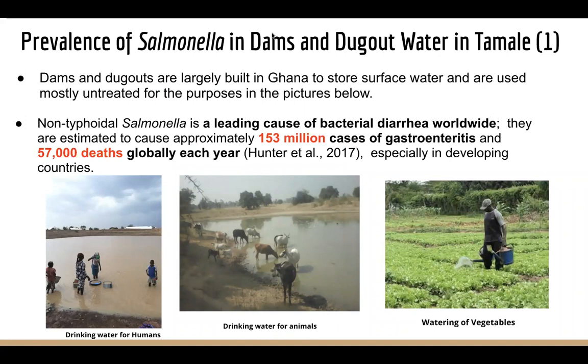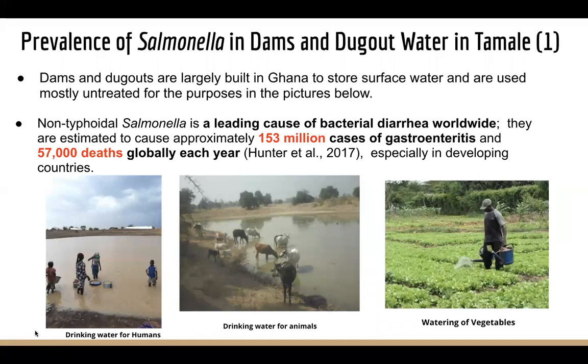in our homes. And salmonella, you know, the typhi, which is normally the one that causes typhoid fever, but we have another one which is non-typhi, which is now the leading cause of bacterial diarrhea worldwide, and they are estimated to cause approximately 153 million cases of gastroenteritis and 57,000 deaths globally each year, especially in developing countries. So that's why we work on this bacterium.